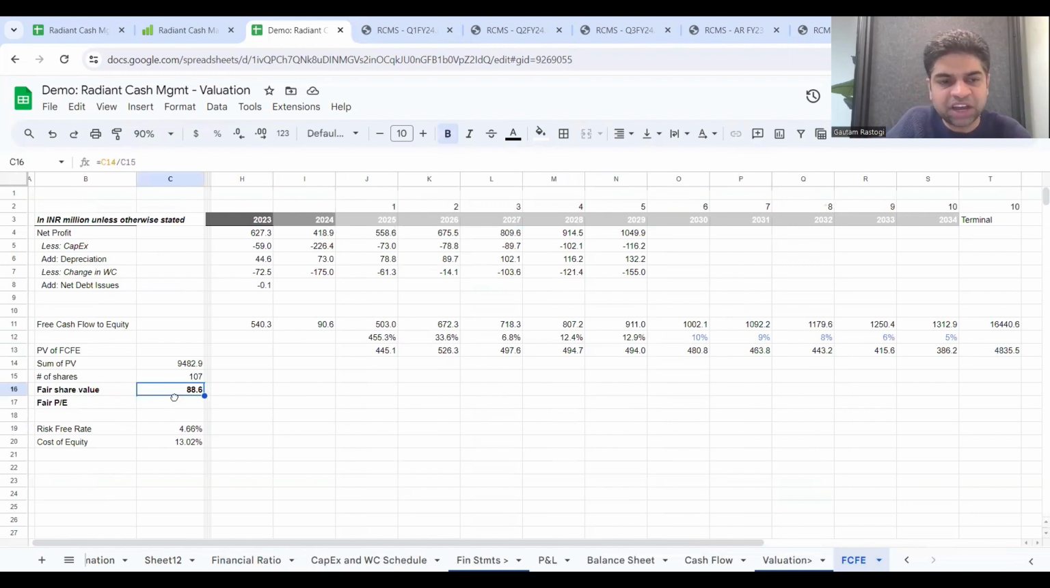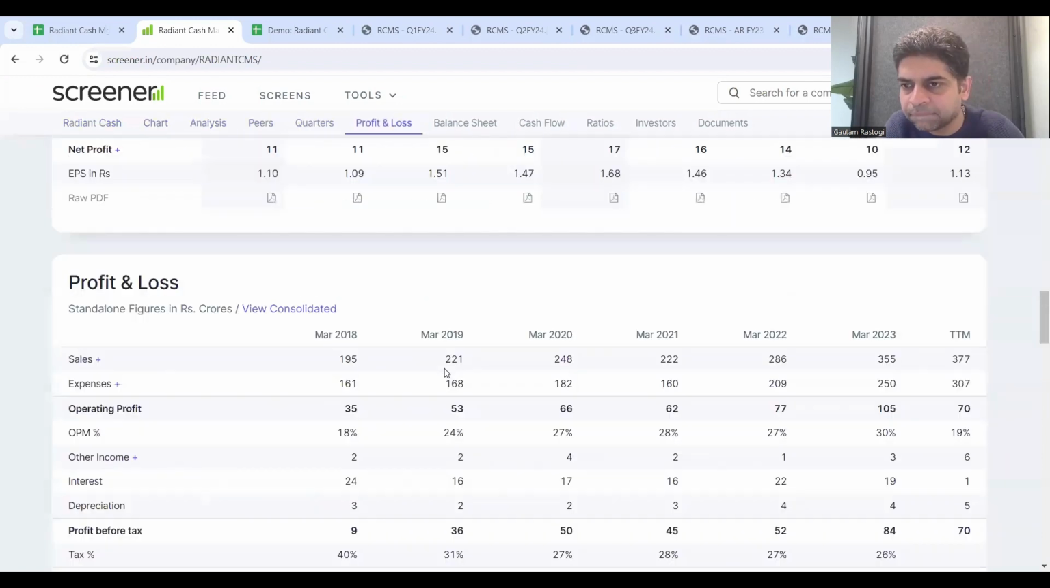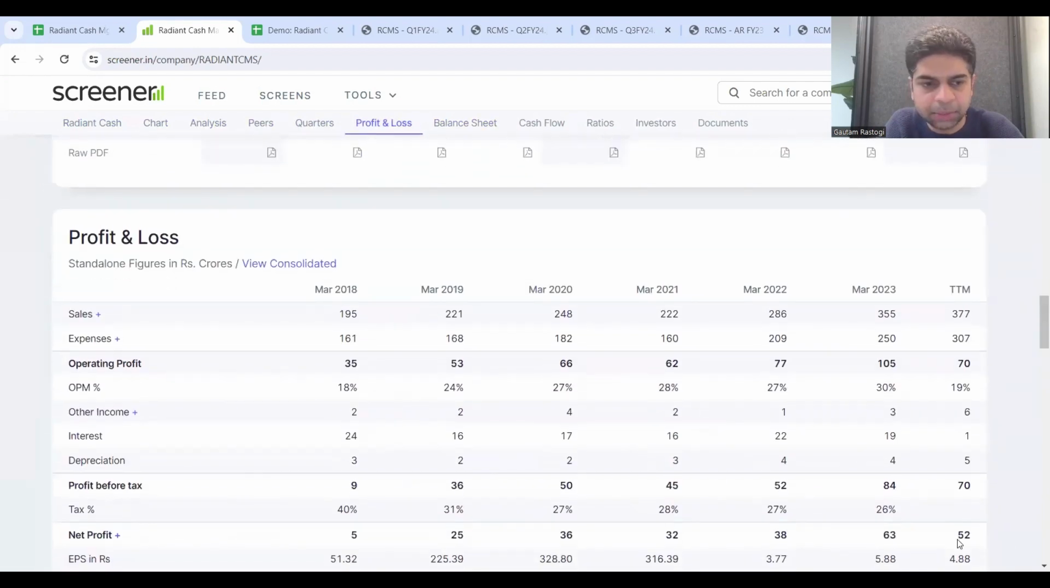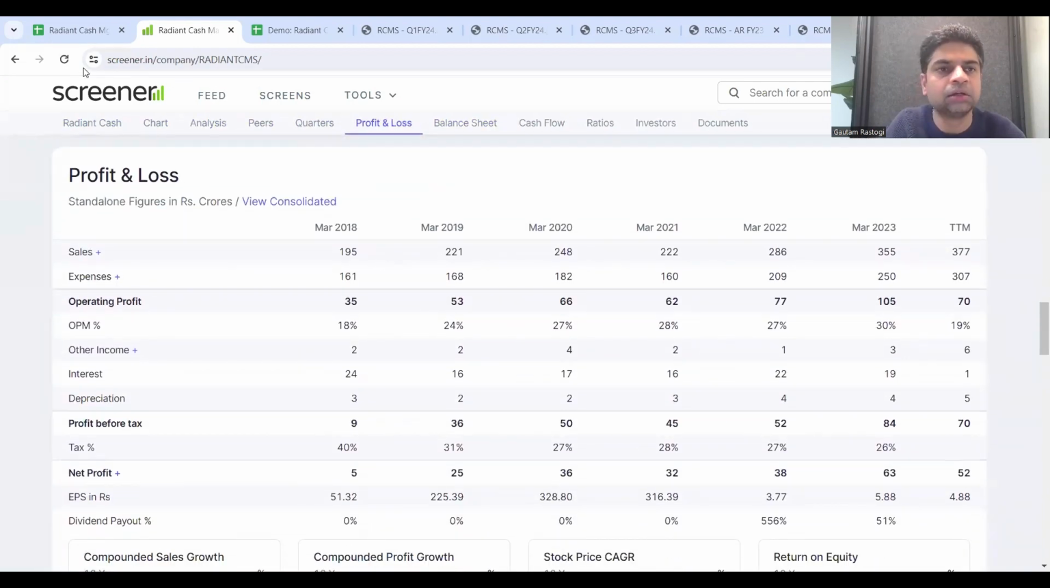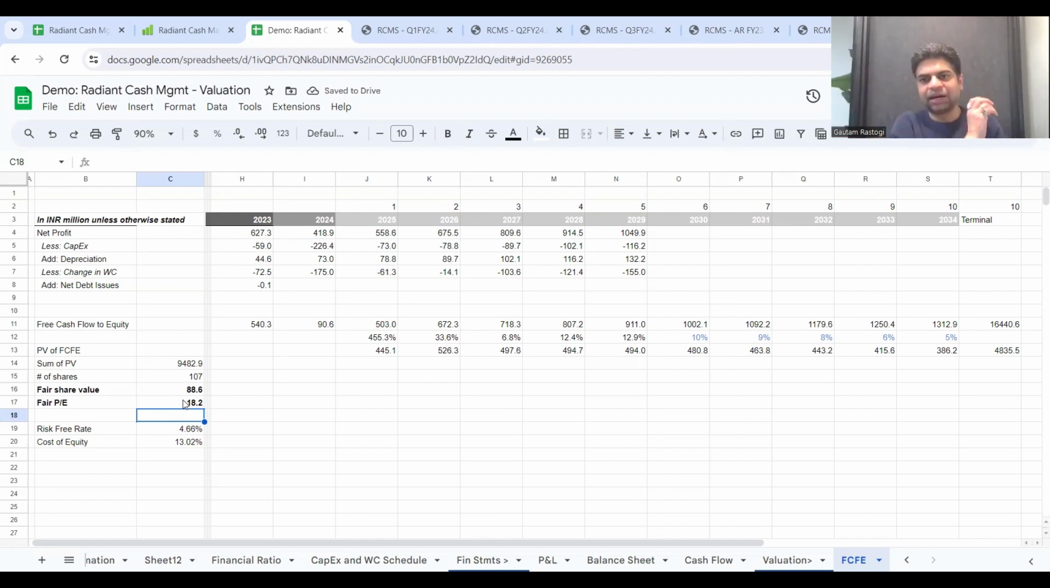So what is the fair PE, by the way? The fair PE would be based on how much they have done in the business in the last twelve months, the TTM. Their TTM profitability is 52 crore. So this equity value divided by 52 times 10, because everything is in millions. Obviously the fair PE would be the same as the PE at which it is trading right now.